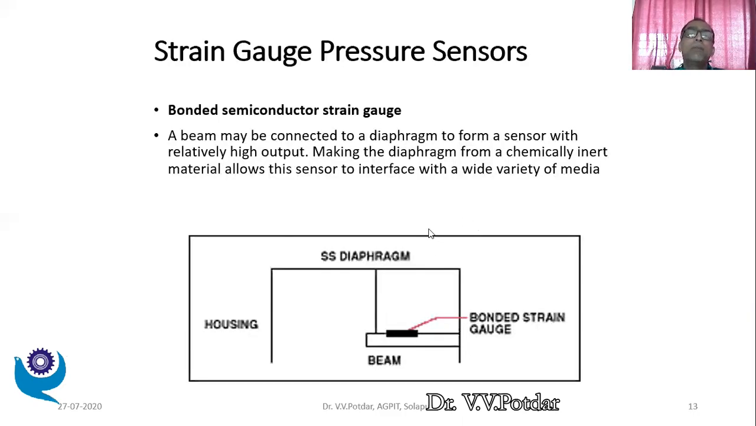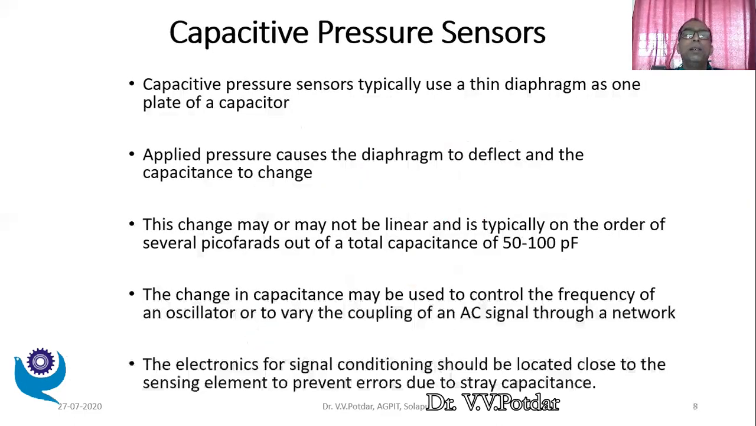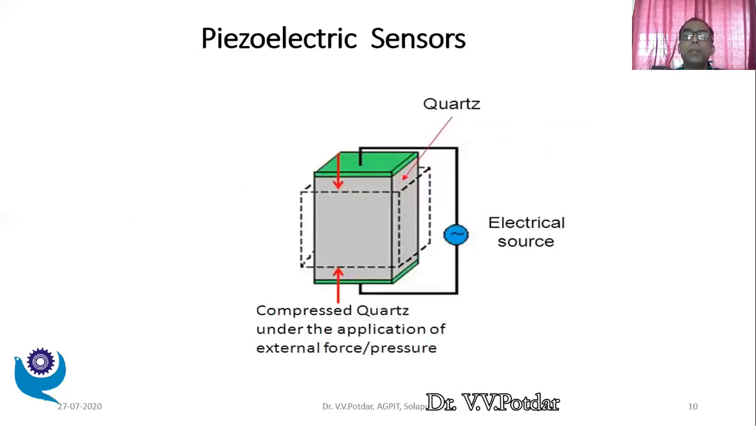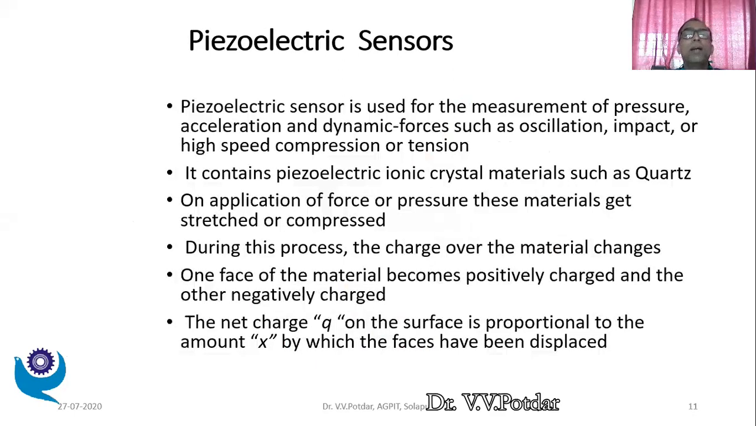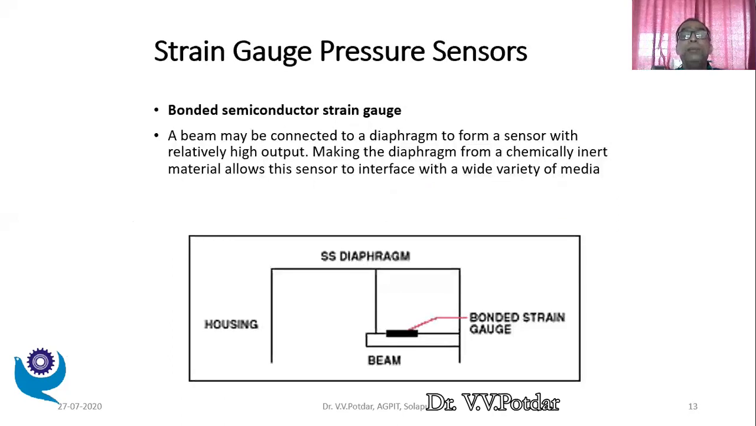So let's quickly recap. We have seen today inductive type pressure transducers. We have seen capacitive pressure transducers. We have seen piezoelectric sensors, how they work, and we have seen strain gauge pressure transducer. We should stop for today.